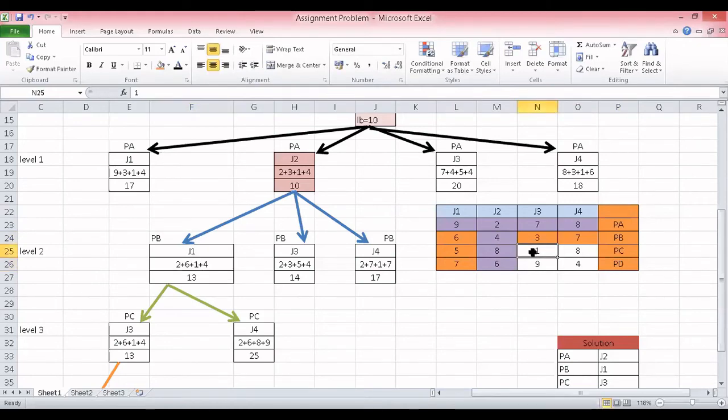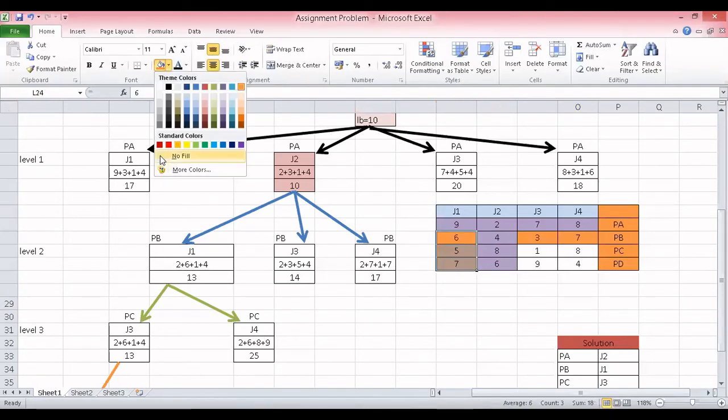Then the minimum value of person C is 1, and the minimum value in the row of person D is 4. Take all those values and find the sum. The answer comes out to be 13. Okay, the first box is completed.